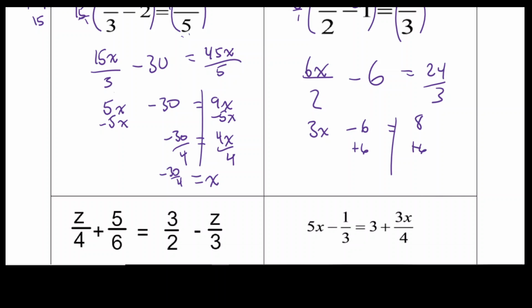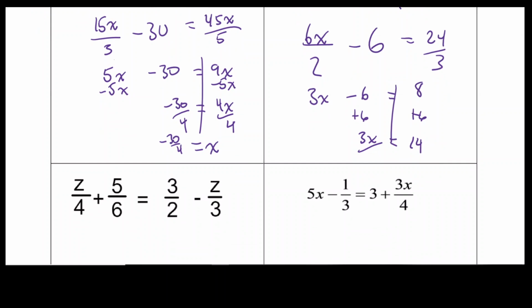And we've seen this type 100 times. Get rid of that 6. To get the x by itself, divide by the 3. And again, I get a fraction for my answer, but that's not a big deal. 14 over 3 is my final answer there.